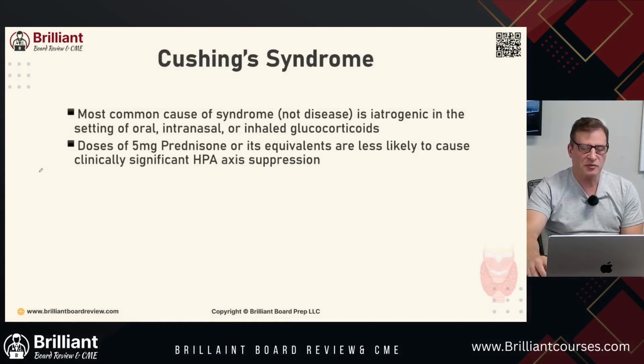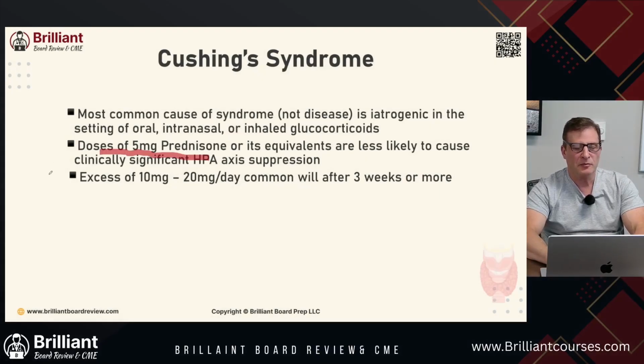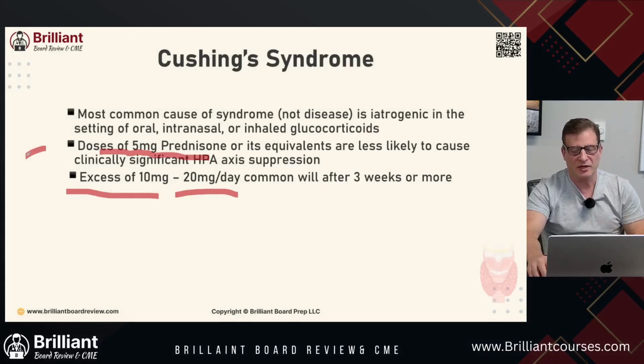Doses of 5 milligrams of prednisone or its equivalent are less likely to cause significant HPA axis suppression. But guess what? If you take these for longer periods of time, you will see some patients will be suppressed. It's not a maximum. Doses in excess of 10 to 20 commonly will after 3 weeks or more. Remember, people don't read the textbook. Just because they're getting 5 milligrams of prednisone, you can't say you cannot have suppression of your pituitary axis. No, that's not true, because anybody can. Everybody doesn't read the textbook. But at 10 to 20, commonly after 3 weeks or more, you will.